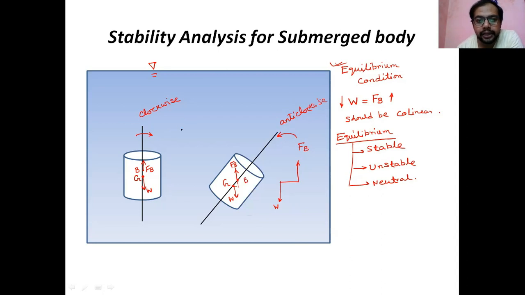and it will give this anti-clockwise moment, again making the body take this orientation. The anti-clockwise moment again makes the body return to its initial orientation. It will get back its initial orientation. So this kind of equilibrium is nothing but the stable equilibrium. So, the condition of the stable equilibrium.